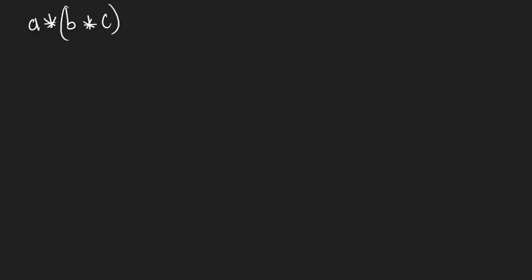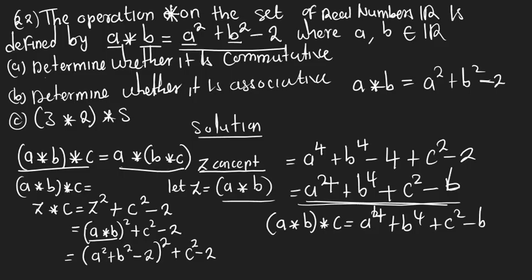What do we do? We can use the same Z concept where we let B star C equal to Z. Then this is going to be A star Z. But look at what the operation is saying. Every time we perform star on A and B, we get A to the power 2 plus B to the power 2. So even here, it will be the same.